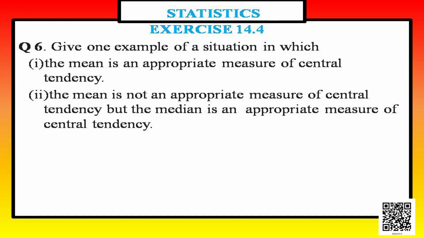There is one more question in this exercise, that is question number 6, which asks, give one example of a situation in which first bit, the mean is an appropriate measure of central tendency, and second bit, the mean is not an appropriate measure of central tendency. So, we are supposed to give an example for these two.